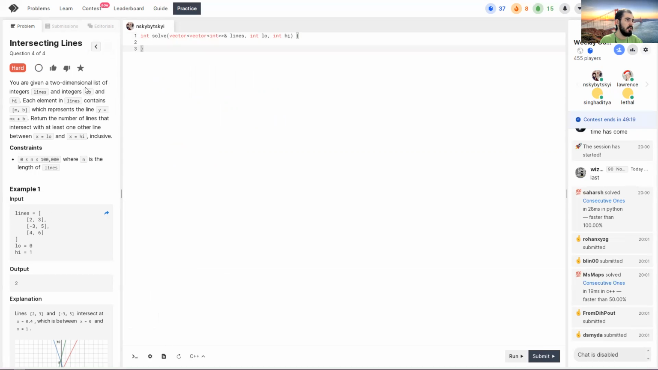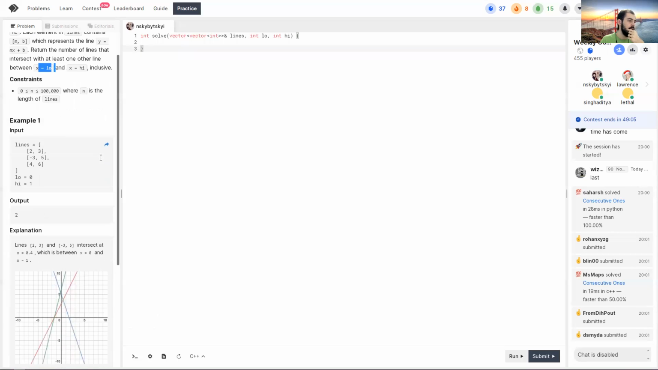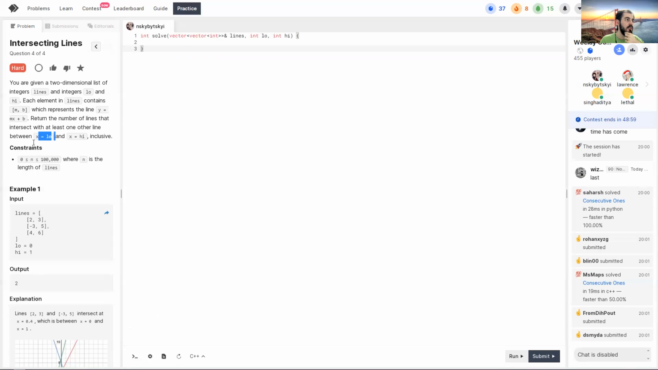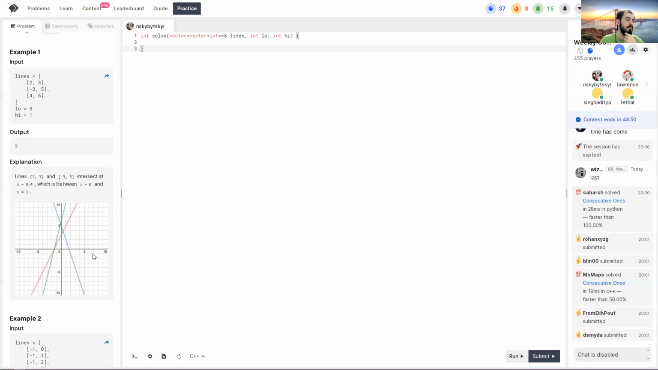Intersecting lines: we have a two-dimensional list of lines, integers low and high. Each element is a slope and intercept. We need the number of lines that intersect with at least one other line between x equals low and x equals high inclusive. So the x positions of intersections are quite fixed. They lie in some interval.